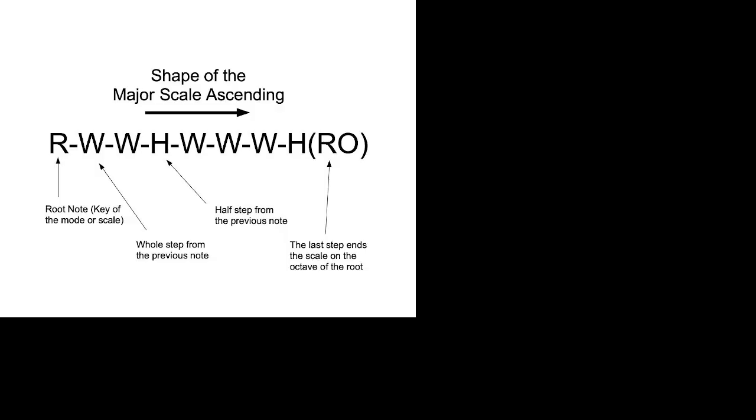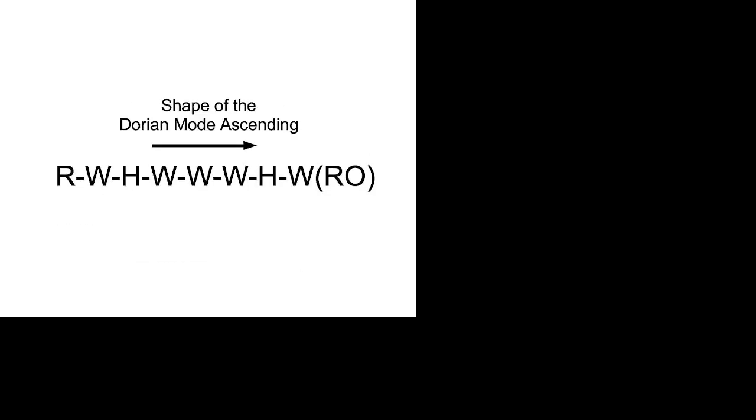And then we talked about the Dorian mode, and that shape looks like this: root, whole step, half step, whole, whole, whole, half. That's the Dorian mode, and then we discussed the Aeolian mode, and that's the root, then a whole step, half step, whole step, whole step, half step, whole step, whole step. And if you remember, the Aeolian mode is also the minor scale.